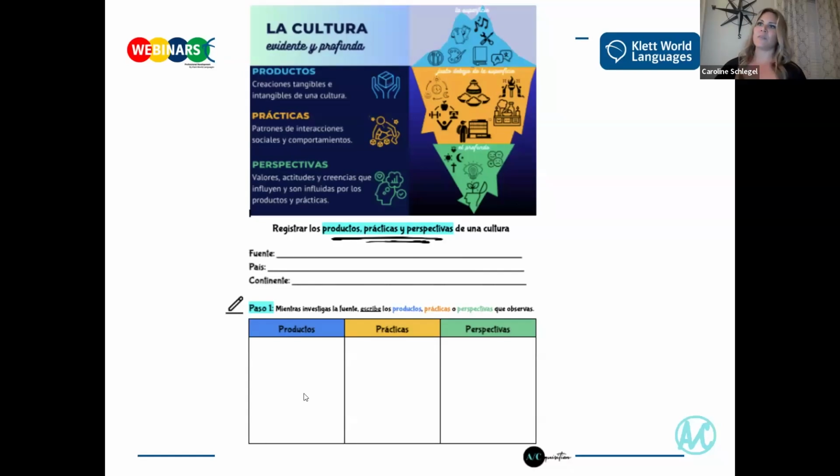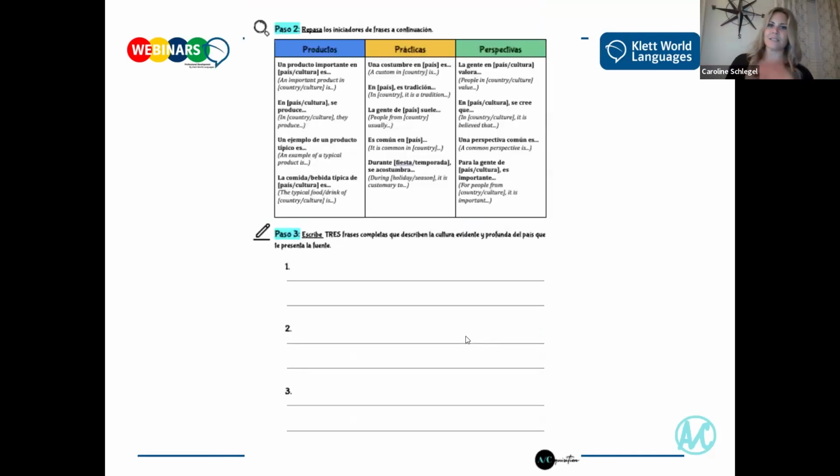And then you can see we've got products, practices, and perspectives. Pretty self-explanatory there. Whatever source we're investigating, the students are looking for products, practices, and perspectives that would go in there from the source, right? And then this is for our lower, not actually, I did it with my level 3, so it's not even lower level. Beginning of the year, coming out of Spanish 2, my kids need this. We need to practice the language to make a cultural comparison with accuracy.